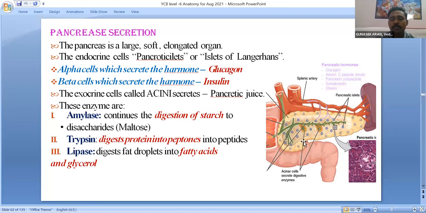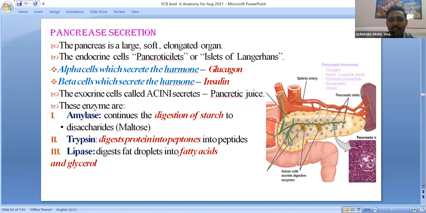It can produce hormones and enzymes. What are the enzymes? You just study here: amylase, then trypsin, lipase, like this. Hormones, what are the hormones? The pancreas has two kinds of cells. Many kinds of cells are there, but from our therapeutic point of view, at the basic level, you just study about alpha cells and beta cells.